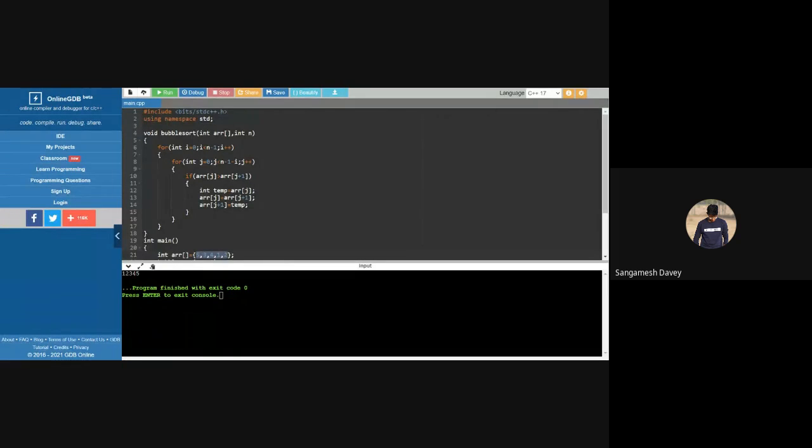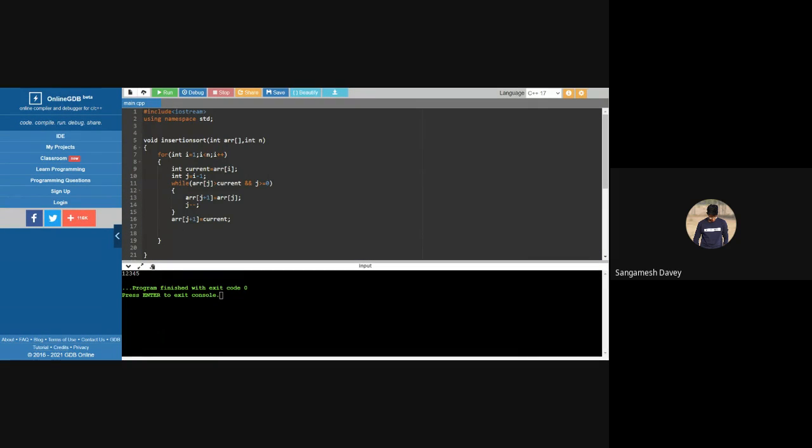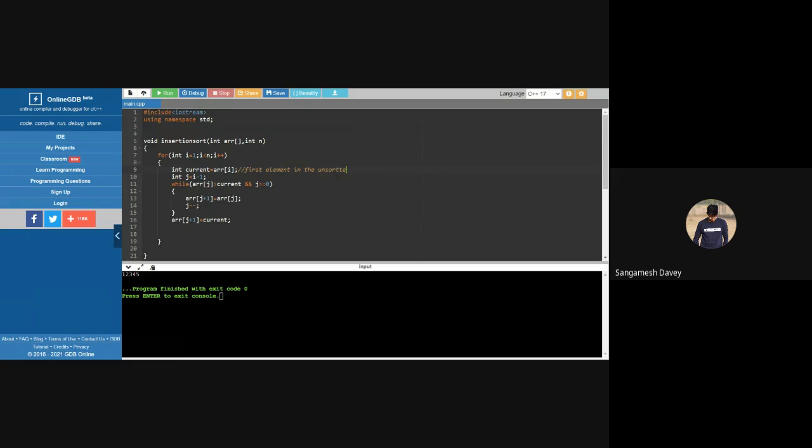So I'll explain every line of code now. Okay, so what I'm doing is, everything is here. Insertion sort. I'm taking in an array and taking in the number of elements in the array. Current equal to ARR of I. This basically points to the first element in the unsorted array. I'm going to compare this with everyone in the sorted array. Am I right?